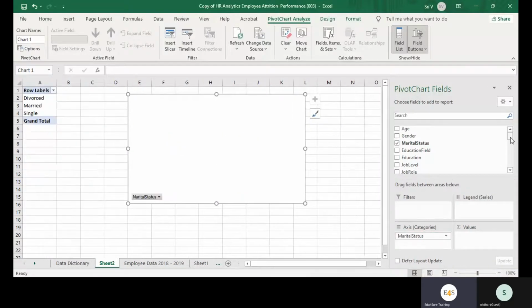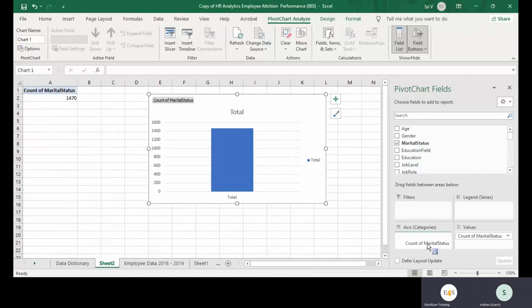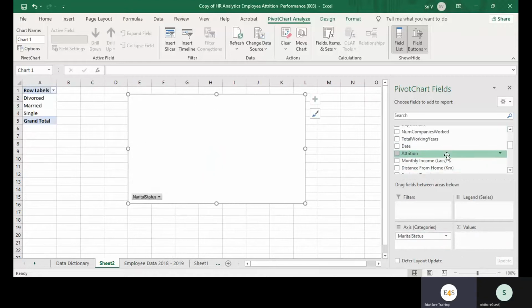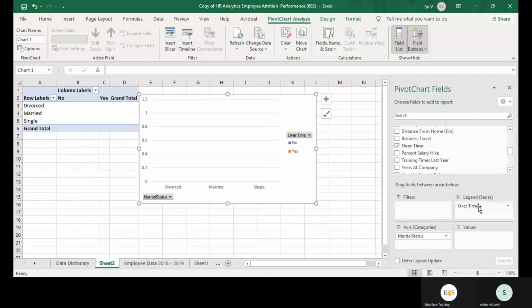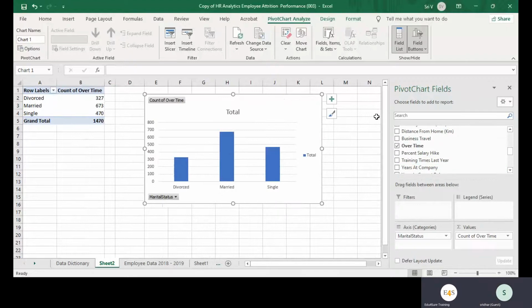So marital status should go to the values or what? No, do it correctly. It should go to values because it will count the overtime. Is this correct? Yes, so you need to add a filter also with the field overtime. Add a filter because here we have all the values whoever has said yes or no, right? So we have to select only those people.